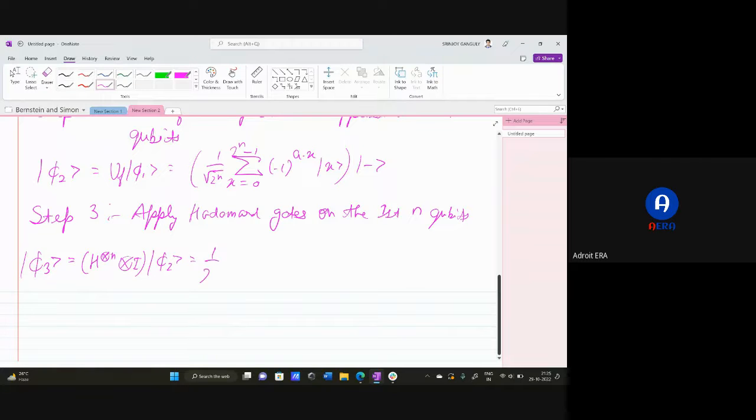And again, from the Deutsch Jozsa analysis, you can get a similar kind of expression. 0 comma 1 to the power n, and then inside this box you will have x belonging to 0 comma 1 to the n, and minus 1 to the a dot x plus x dot z. Okay, and ket z is also there, and that minus is also there.